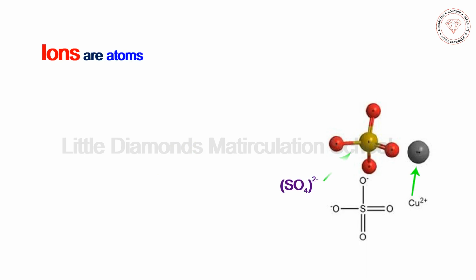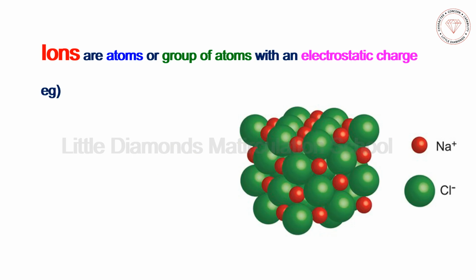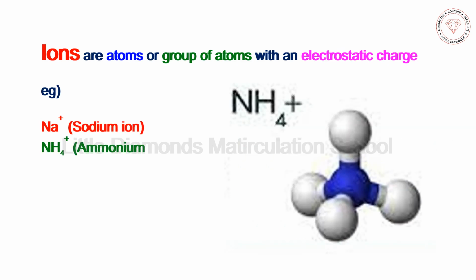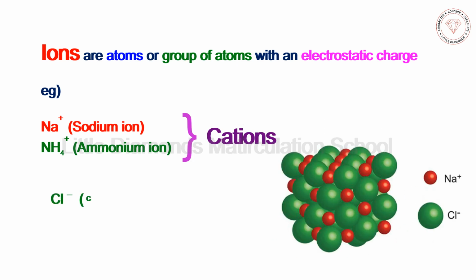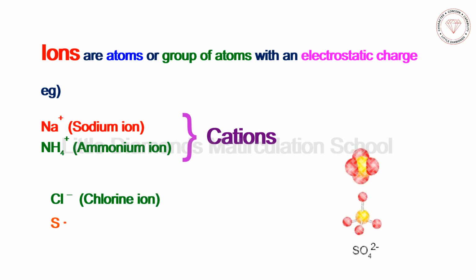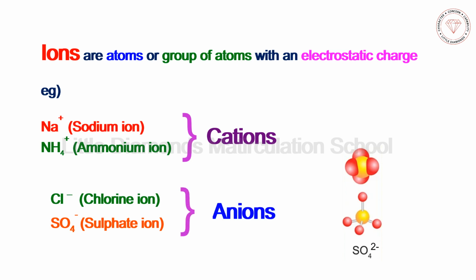Ions are atoms or groups of atoms with an electrostatic charge. Example, Na+ called sodium ion, NH4+ called ammonium ion, etc. These positively charged ions are also called cations. Examples for negatively charged ions are Cl- chloride ion, SO4 2- sulfate ion, etc. These negatively charged ions are called anions.